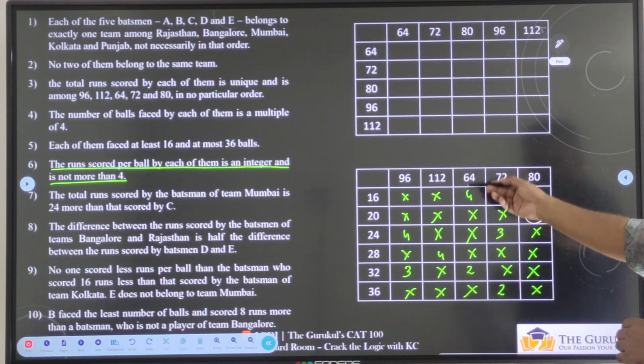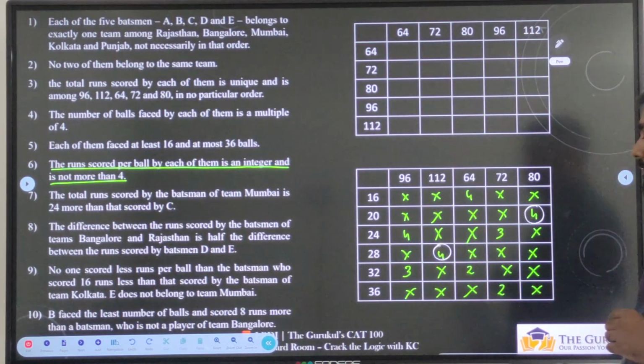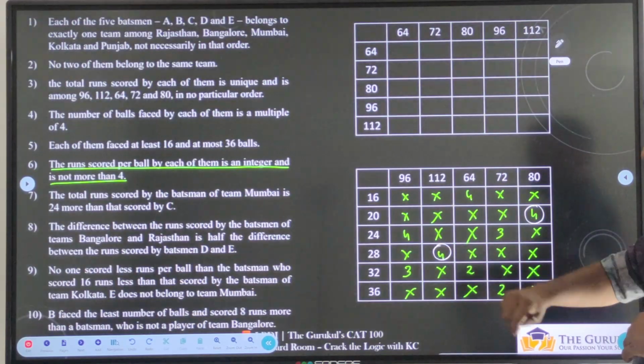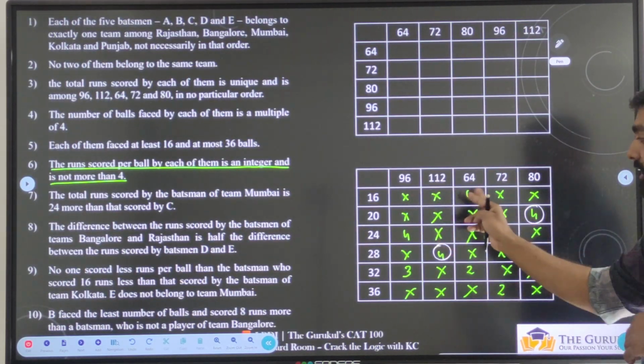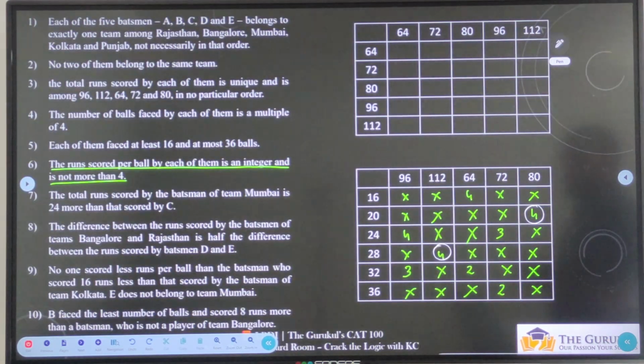And these are two options, there are two options. If you look at 112, 112 runs, whoever is scoring will be definitely 28 balls. That is the only option there. Yes, perfect. Now 72 2 options, 64 2 options, 96 2 options. And here we can't eliminate because horizontally we don't know which person is there. Either 16 balls person, 20 balls person. Among these 5 values, among the 6 values, one value should be eliminated. That value we don't know as of now.